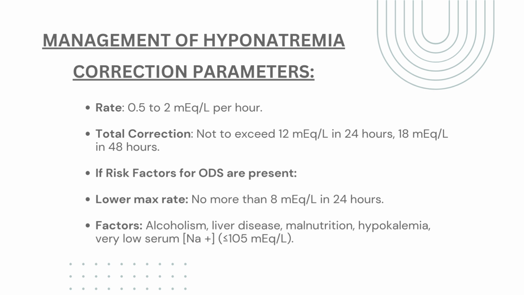Total correction should not exceed 12 milliequivalent per liter in 24 hours or 18 milliequivalent per liter in 48 hours. If risk factors for osmotic demyelination syndrome are present, we use a lower maximum rate of no more than 8 milliequivalent in 24 hours. Risk factors for osmotic demyelination syndrome are alcoholism, liver disease, malnutrition, hypokalemia, or severe hyponatremia less than 105 milliequivalent per liter. There is 50% associated mortality with this level of sodium.